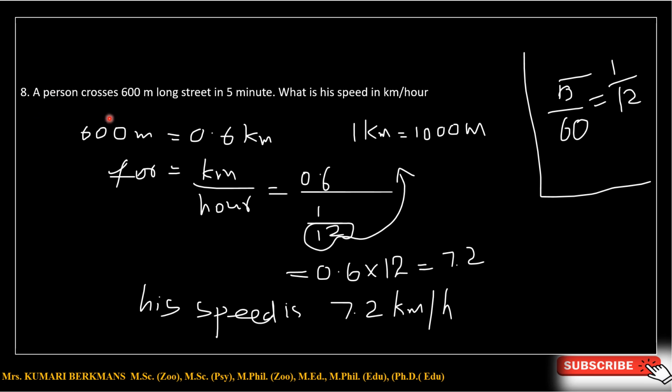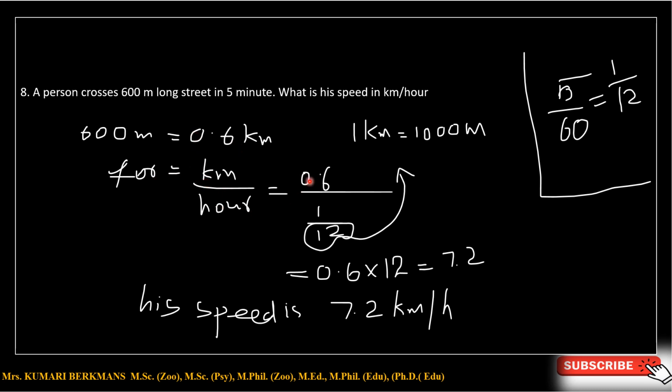Okay, so here it is given in meter. So what we have to do, first we have to convert this meter into kilometer. Okay, so 1 kilometer is equal to 1000 meters. So 600 meters, we can convert this into kilometer, in the sense we get 0.6. Okay, 600 divided by 1000, we get 0.6 kilometer, right? And the formula for this is kilometer per hour.